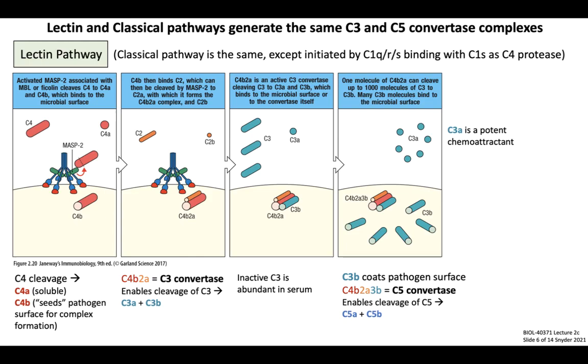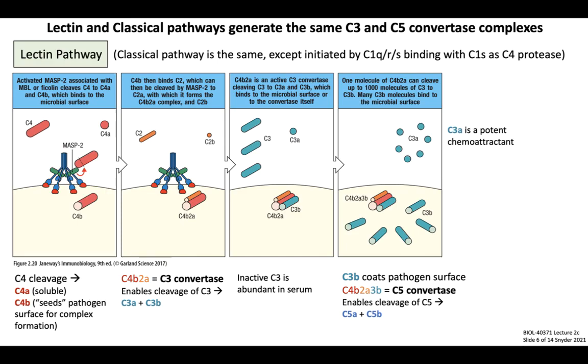In both pathways, the next step is to cleave the protein C4 in order to generate soluble C4a and deposit C4b onto the pathogen surface, where it seeds complement complex formation. In the lectin pathway, this is accomplished through the enzymatic activity of MASP2, while in the classical pathway, this is mediated by C1s. Once C4b is deposited, it can then cleave and activate C2, which establishes a complex on the pathogen surface called C4b2a. This is a C3 convertase, which simply means that it will cleave and activate the next protein in the cascade, which is C3.